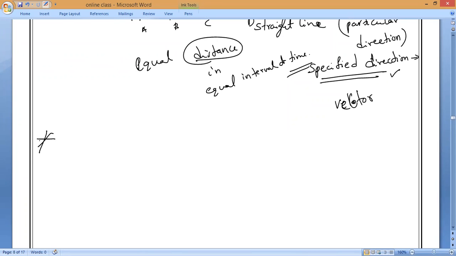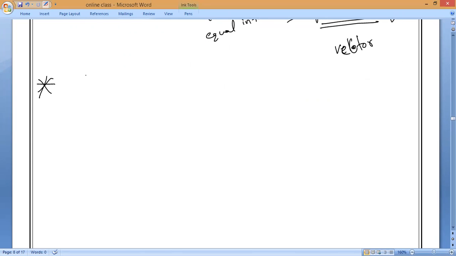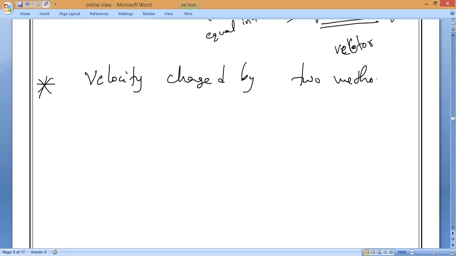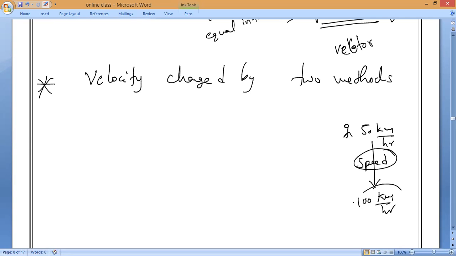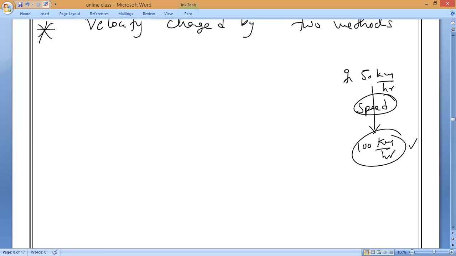Now, by two methods we can change this velocity. How can you change it? The velocity of the body can change by two methods. Suppose your speed increases, will velocity increase or not? For example, Arun Kailash is traveling at 50 km per hour to start. What is this called? Speed. Now 50 becomes 100 km per hour. Is the speed increasing or decreasing? Increasing.